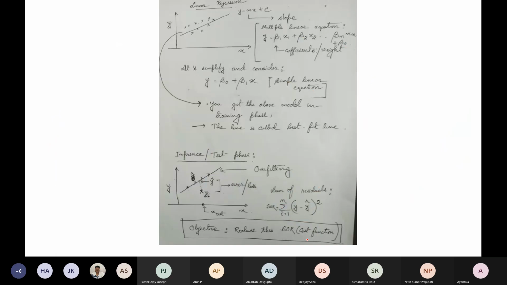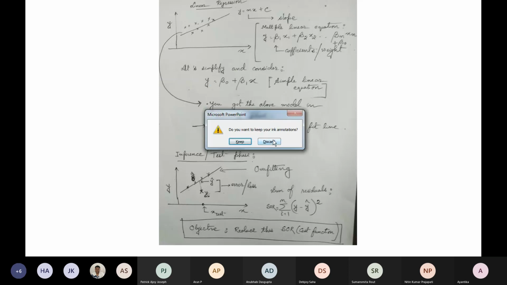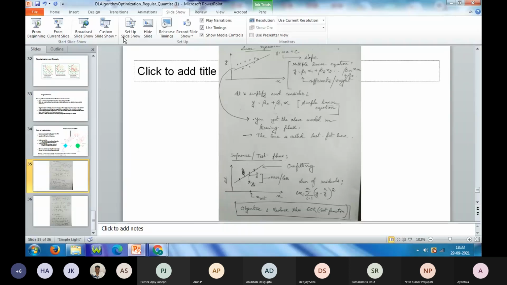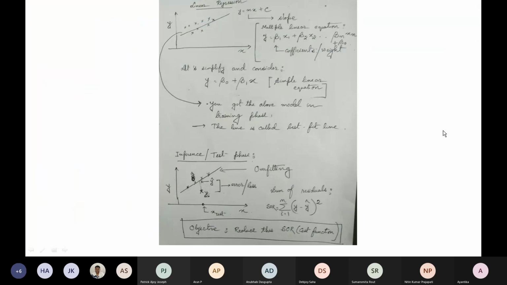Can you see this, or should I just draw it on my own? You can check this. Is this writing clear? Yes, ma'am. Okay, then I'm not drawing again. This is my handwritten note.